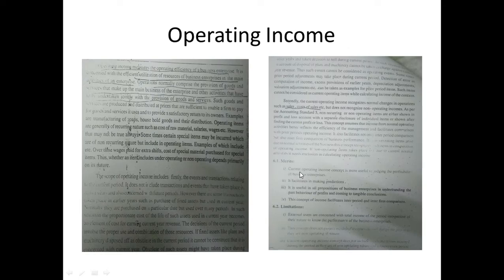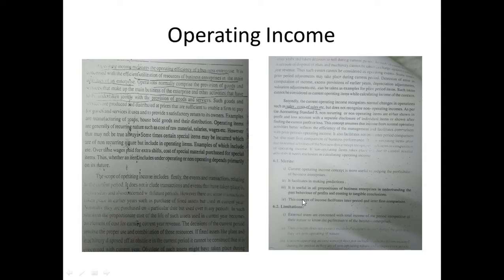What is the merit with it? Benefit. The current operating income concept is useful in judging the profitability of a business enterprise. So exactly in the business how much money you got can be known with operating income. It facilitates many predictions. In your business activity, future predictions can be made, because it will exactly talk about business activities only.